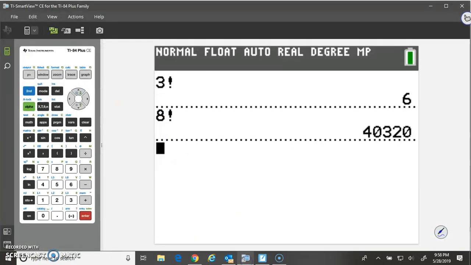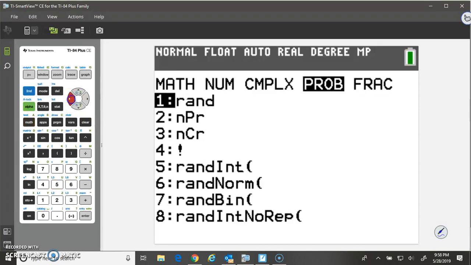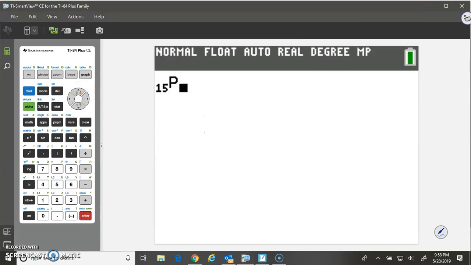Now in your calculator, we have a permutation button. So the first thing I'm going to do is type in 15 because I have 15 runners. Then I go math, over to probability, go to nPr right there. And since we're giving out first, second, and third place, we do 15 nPr 3, and this gives us that same result.